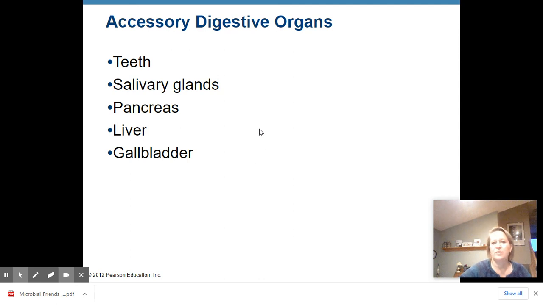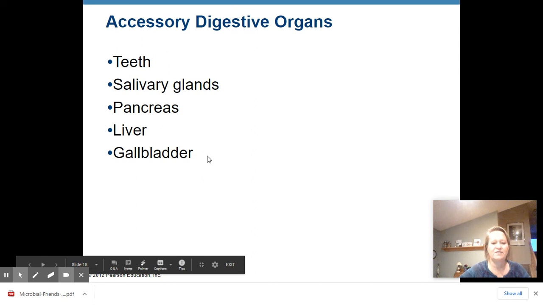We're also going to go through the accessory digestive organs tomorrow. Then I will start to go through and talk about the whole process and all of the chemicals that are going to do the actual work. So that's it for this portion.